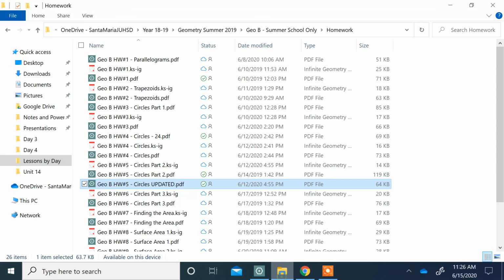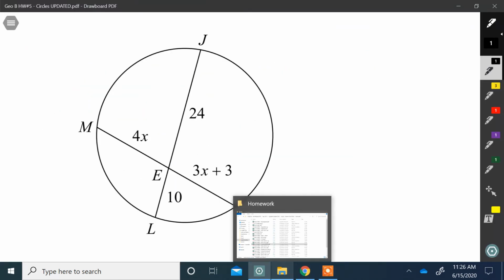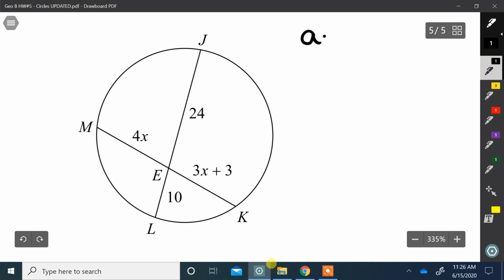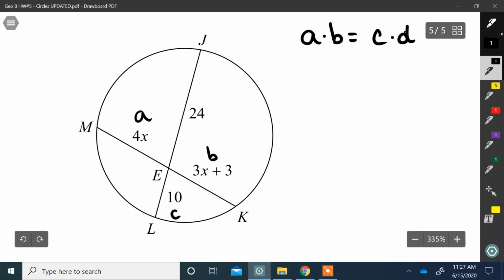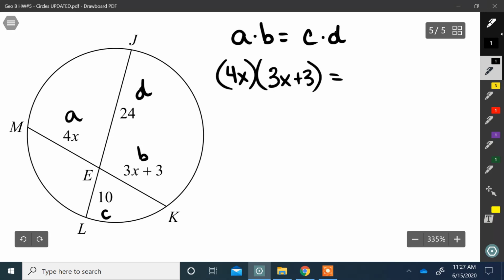The formula says that I have to multiply A times B is equal to C times D. So in this case, we have to identify what's the A and what's the B. We have A and B, and then C, and then D. So the A will be 4x, and I'm going to use parentheses. The B will be 3x plus 3 is equal to, well, C times D. 10 times 24 will be 240.